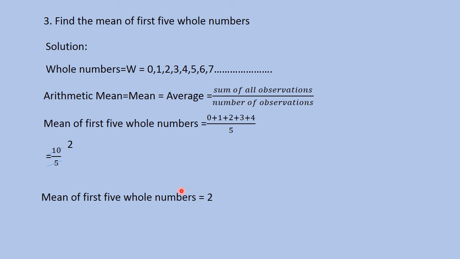Is that clear? So arithmetic mean or average is equal to sum of all observations upon number of observations. However many you are taking into consideration here, 1, 2, 3, 4, 5, so upon 5.